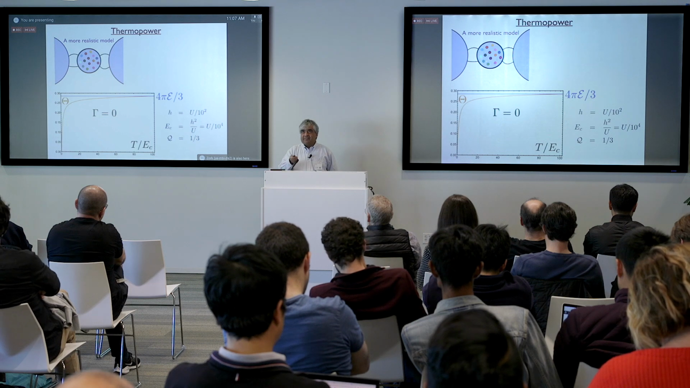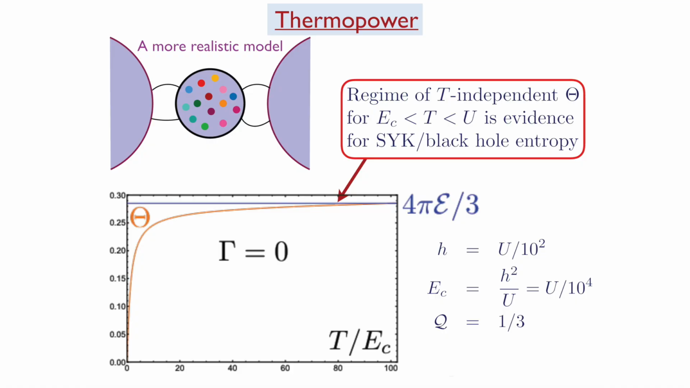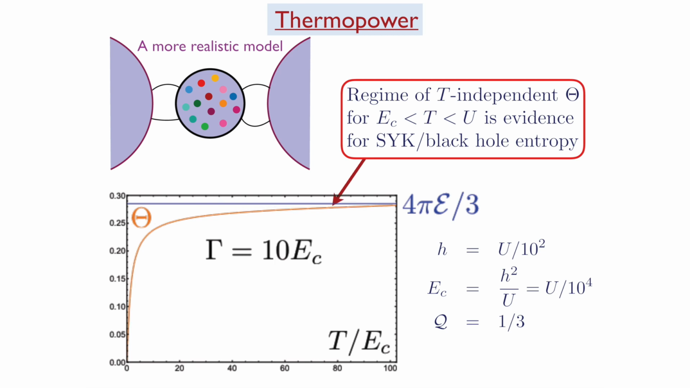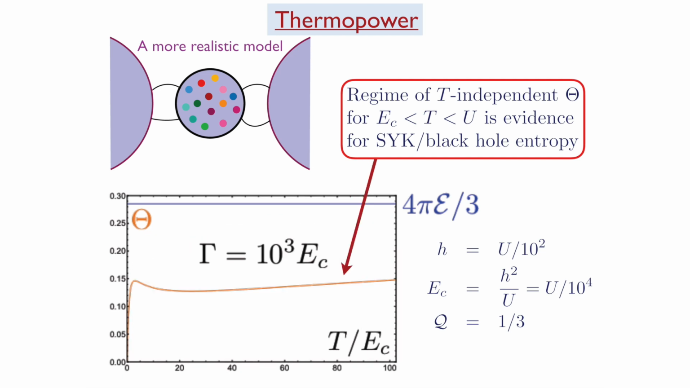You can also look at the effect of the leads. You need the leads to detect any effect. So you turn gamma non-zero. That was the T-independent regime. If you make gamma non-zero, for a while it doesn't affect things too much, though this value seems to come down. But if you make it really large, the temperature-independent regime survives, but the value comes down from the value you expect from a pure SYK Hamiltonian.